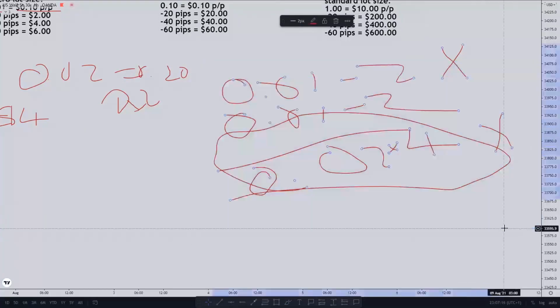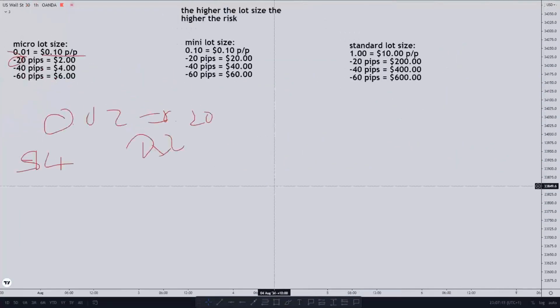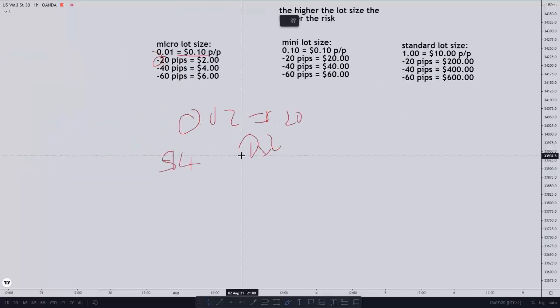What you will notice out there is that people will open a lot of trades. I'm not saying it's wrong to open a lot of trades, but use it wisely so that you can be able to manage it, right?